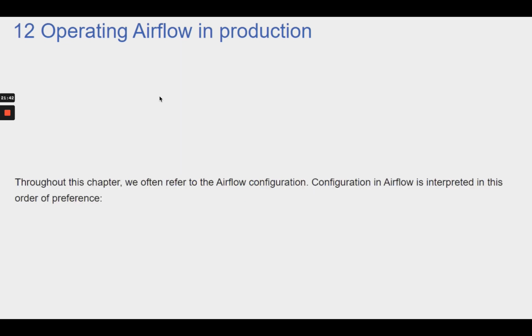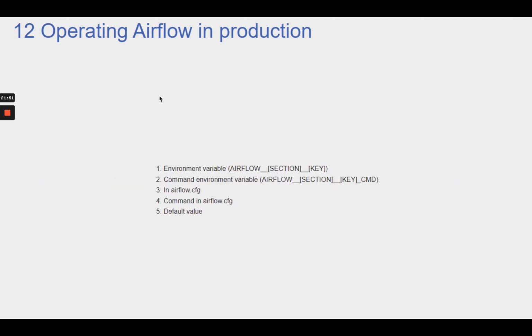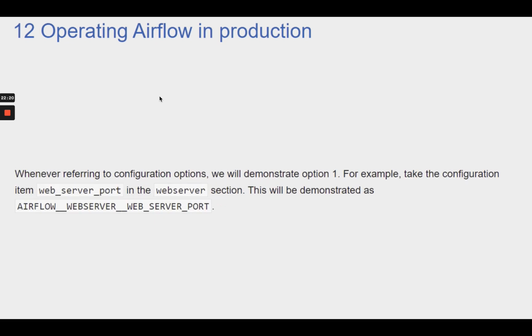Configuring Airflow. Throughout this chapter, we often refer to the Airflow configuration. Configuration in Airflow is interpreted in this order of preference. 1. Environment variable, AIRFLOW__SECTION__KEY. 2. Command environment variable, AIRFLOW__SECTION__KEY_CMD. 3. In airflow.cfg. 4. Command in airflow.cfg. 5. Default value. Whenever referring to configuration options, we will demonstrate option 1.